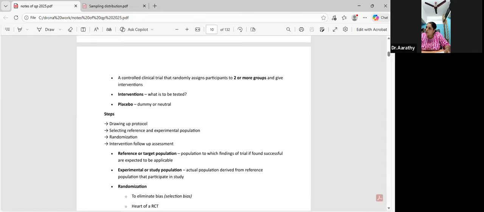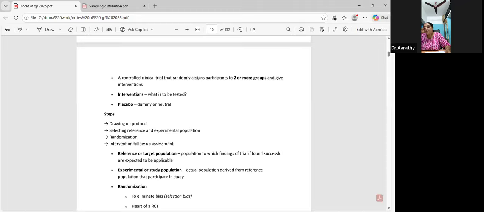Then once you have drawn up the protocol, once you have made sure how your study is going to go, you have an outline of that, the next thing is you're actually going to conduct a study. For that purpose, you will need your experimental population and the reference population. So selecting the reference and experimental population is the second step. Now, how will you select them? Through randomization. What is randomization? Without any bias, you will be allotting people or patients to your study groups.